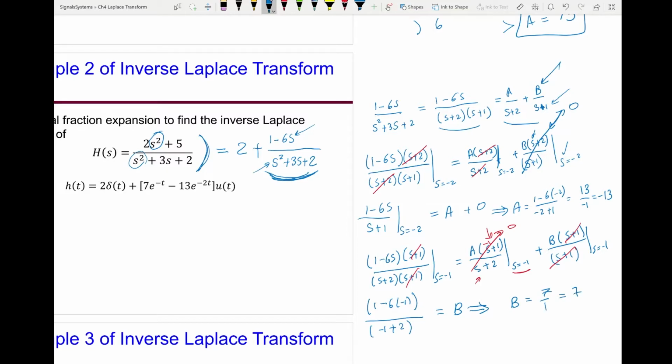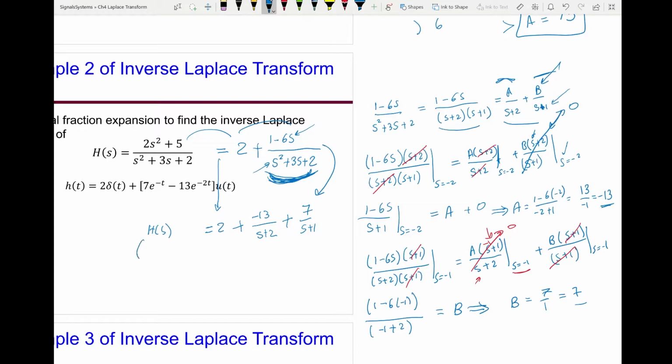Okay, so we found what a and b are. So this equal sign will be 2, and this term here is a over s plus 2, so that is plus a, which is minus 13, over s plus 2, plus b, and b we found is 7 over s plus 1. So all we did, first we did a long division and we got these two and this one. Then we did a partial fraction expansion and we got this one. So that's H of s.